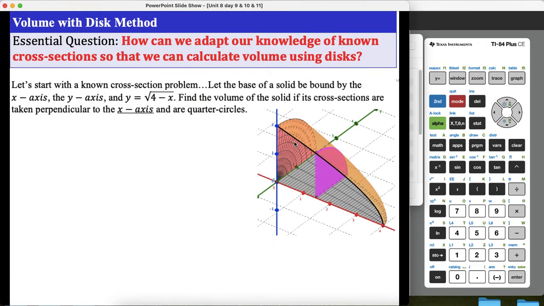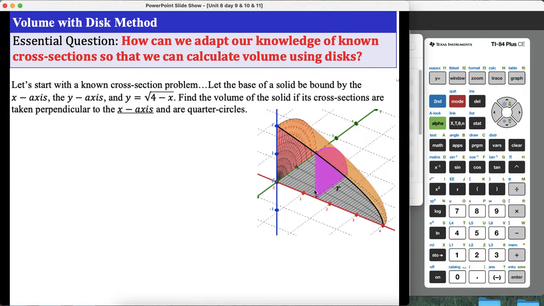This is a problem that might look familiar to you. We have this XY plane. The red axis is the X, green axis is the Y, right? And we have this parabola bounded by the axis and the parabola. In this footprint, this space, we have a cross section of a quarter circle. We want to know what the volume of this shape is. So this is a known cross-section problem, right?